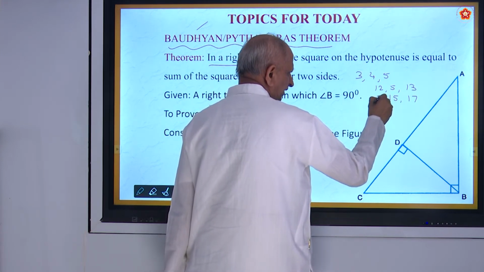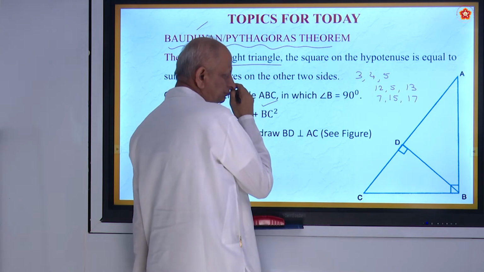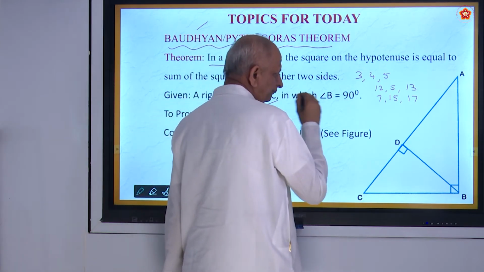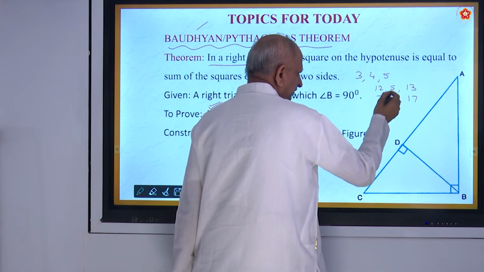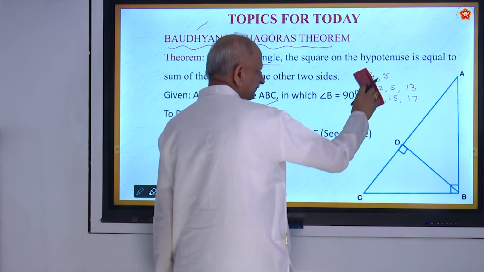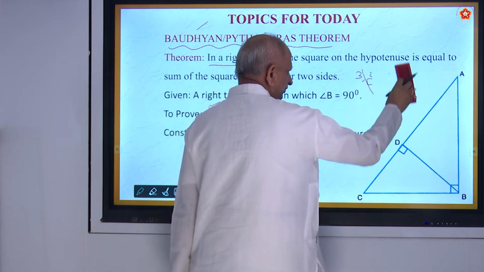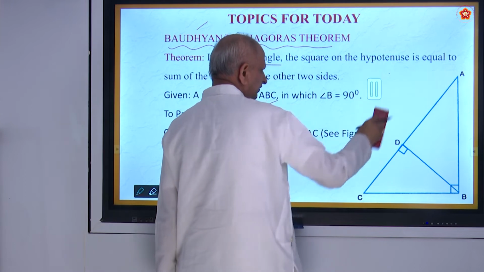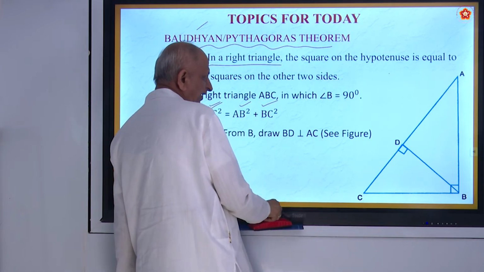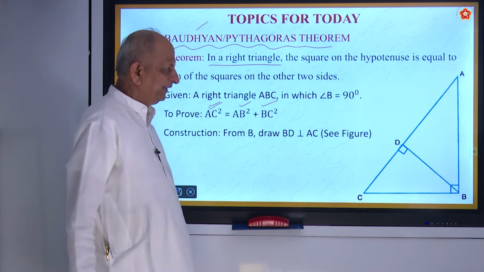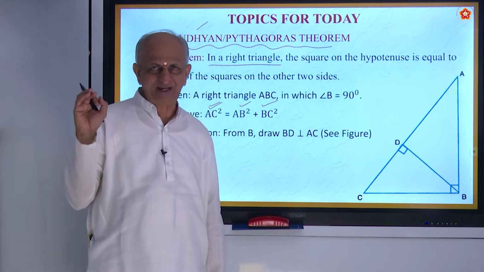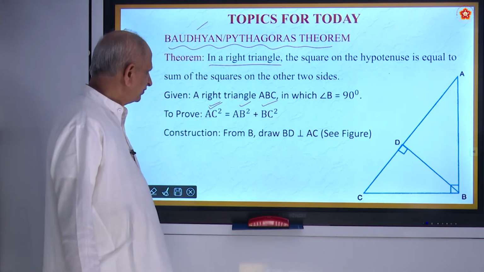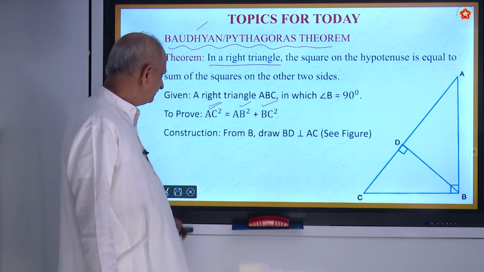And then 7. So like that we have got certain specific sides which are called Pythagorean triplets, which make the sides of the right angle triangle. Now let us see the proof of this.